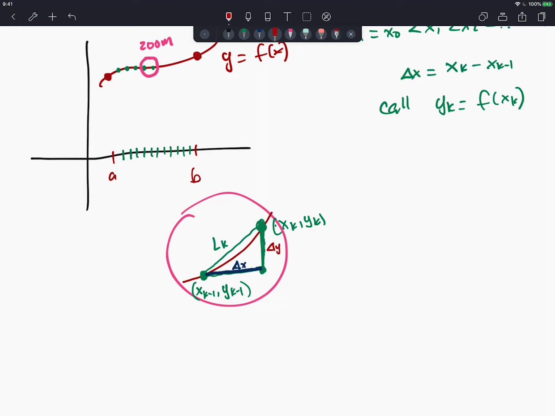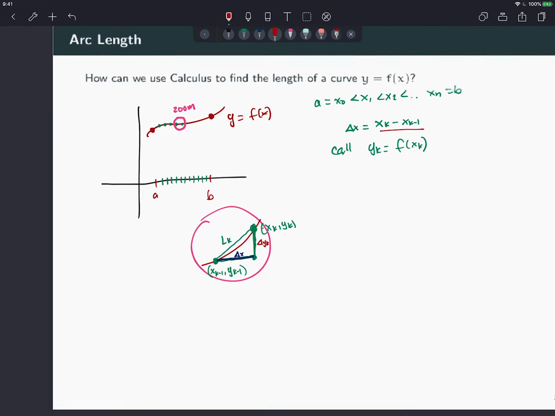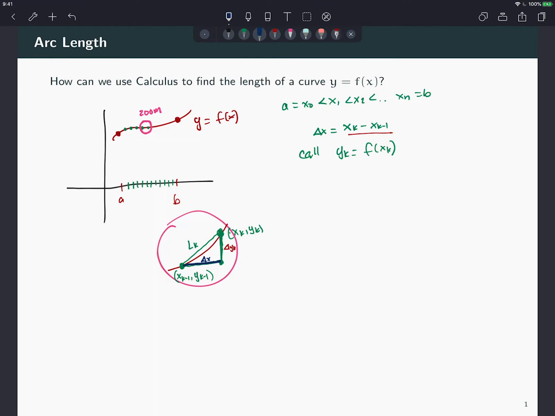Now this is delta yk because that one is not constant. The delta x is the same. I'm cutting them into pieces, so I could set them equally distanced. So delta x's are all the same. The delta y's are not. That depends on the change in y, and that depends on the function. But I do have a way to calculate lk. So lk, the distance, is just the Pythagorean theorem applied to that little triangle. So it's the square root of delta x quantity squared plus delta y quantity squared. That's all it is.